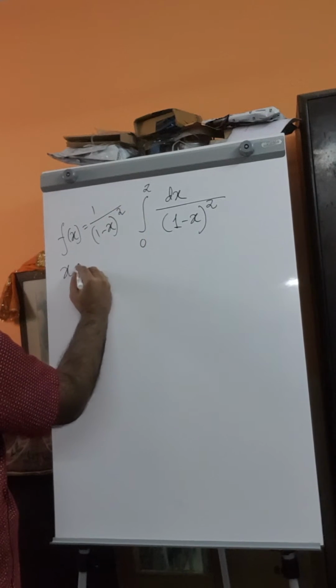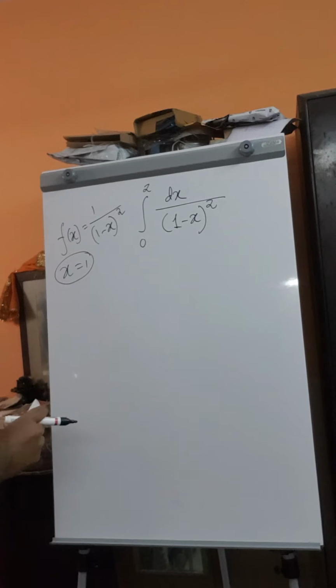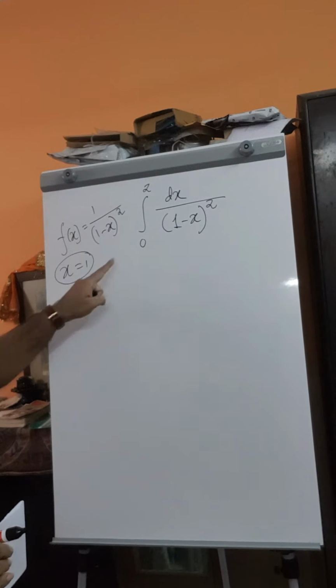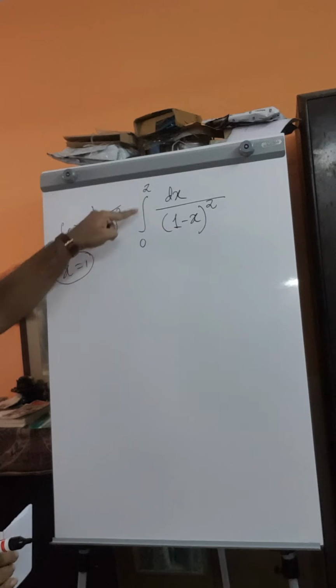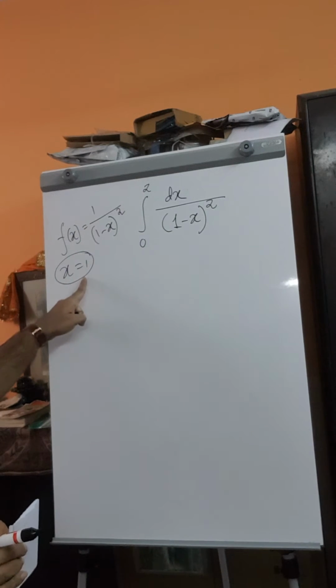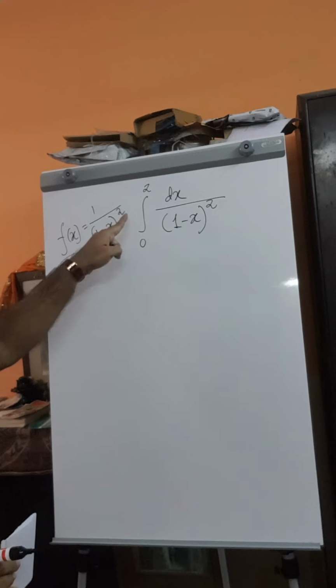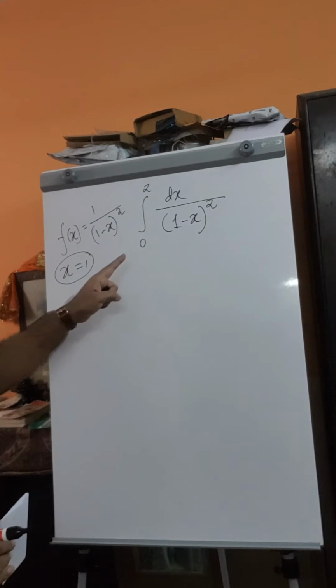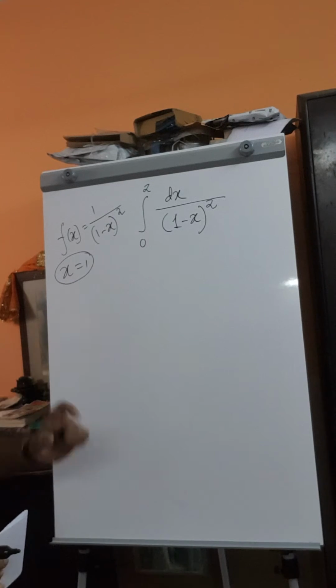So this becomes infinite at x equal to 1. So x equal to 1 is the only point of infinite discontinuity of f(x), which is an interior point of the range of integration 0 to 2. So here we have infinite discontinuity at an interior point of the domain of integration. So this comes under case 3 of type 2 improper integral.